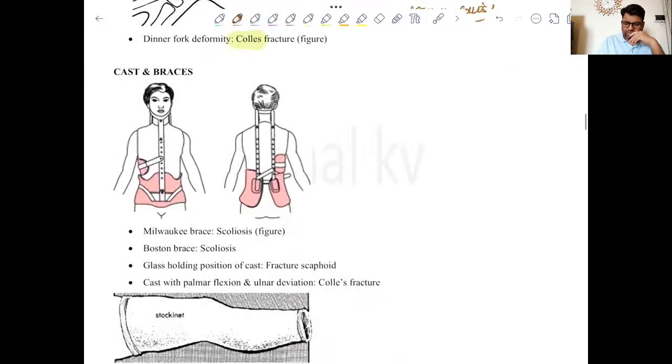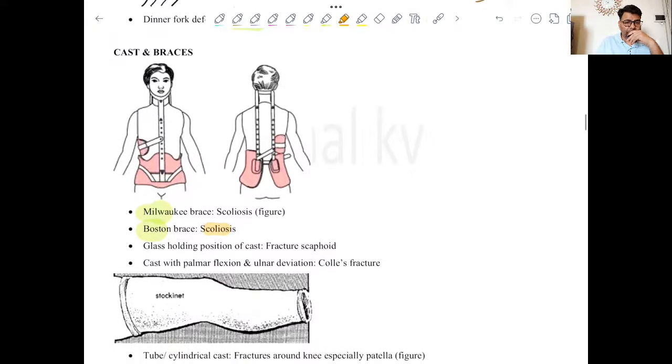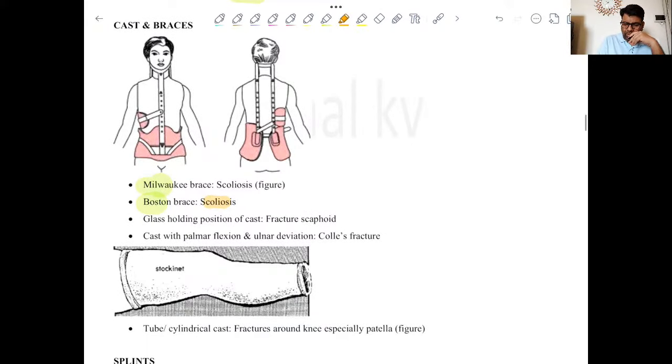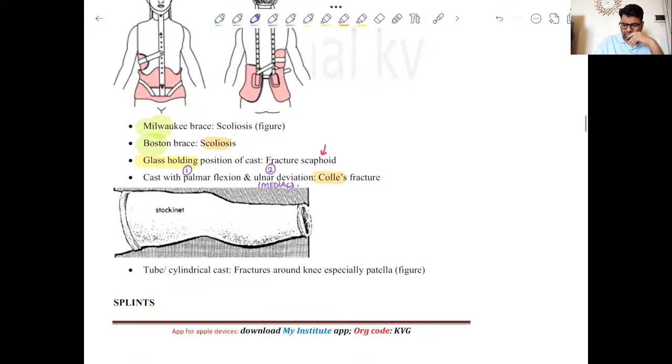Then some casts and braces. You can see Milwaukee and Boston, these are used for scoliosis because we want to stop the progression of the deformity. Then clasp holding position is for application of cast in cases of fracture scaphoid. Then for Colles fracture, we give in palmar flexion and ulnar deviation. In some texts you might get the word medial deviation, so it is the same thing. So palmar flexion, ulnar deviation. So this is for Colles fracture.